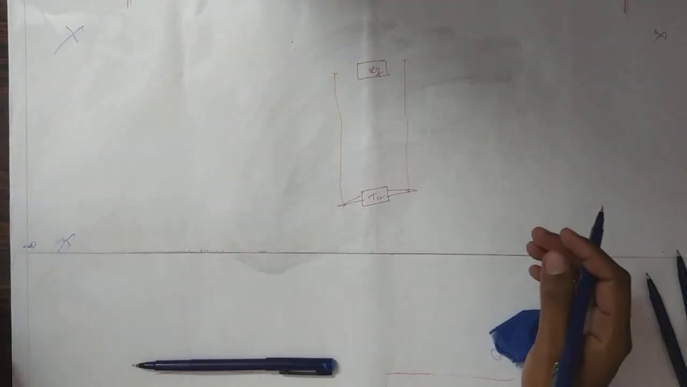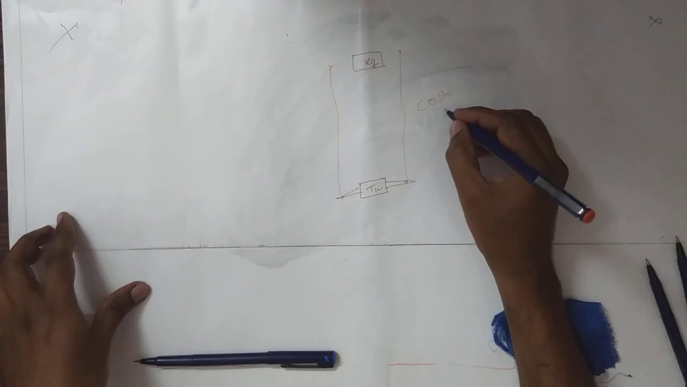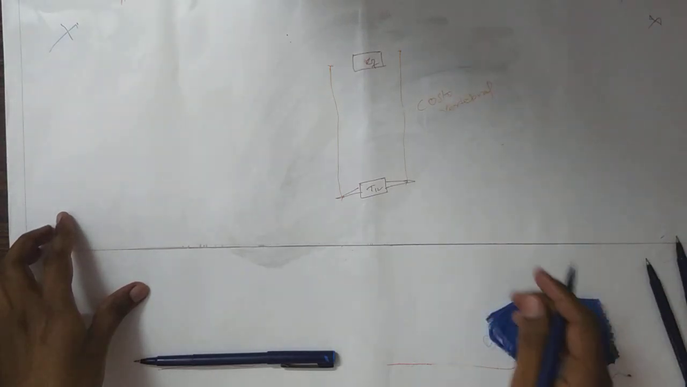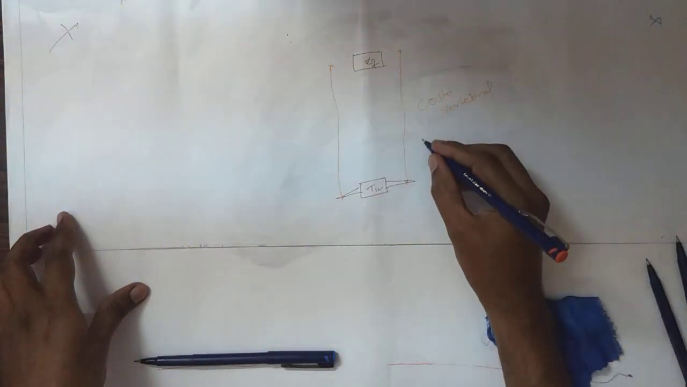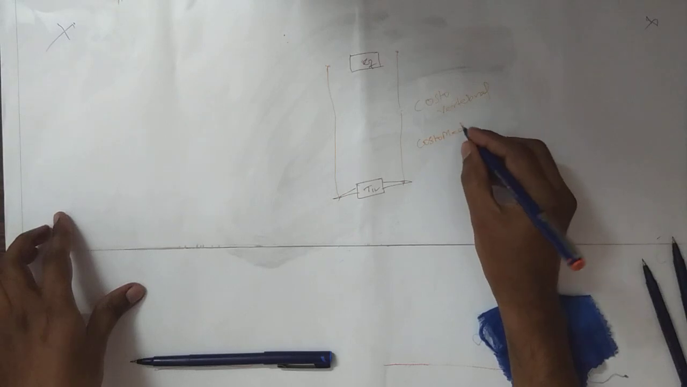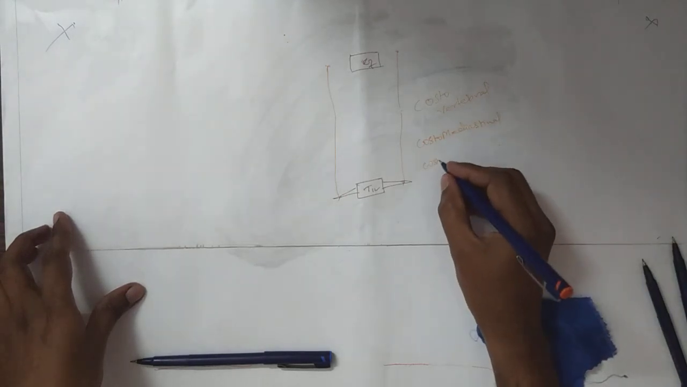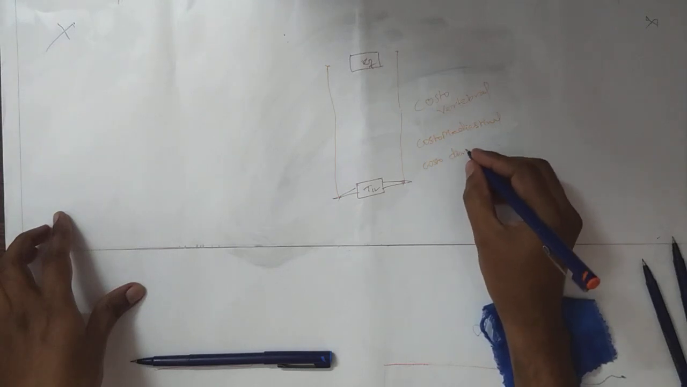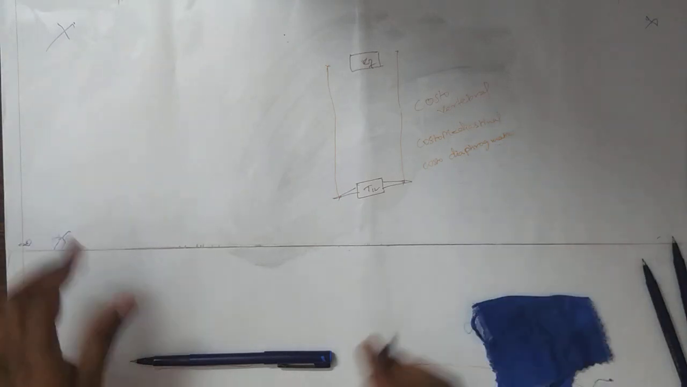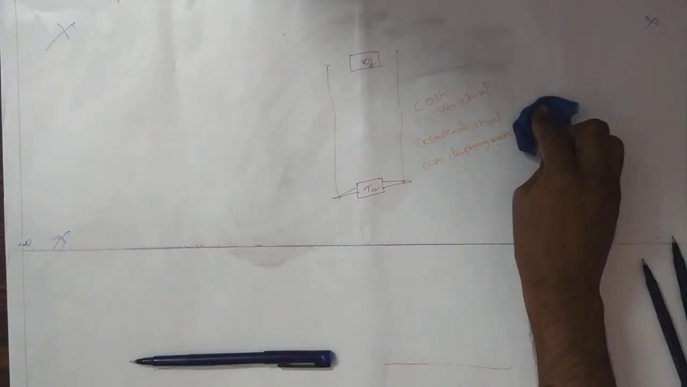This is also called the costovertebral line. Anterior reflection is the costomediastinal line. Inferior reflection will be the costodiaphragmatic line. So this is about the surface anatomy of the parietal pleura.